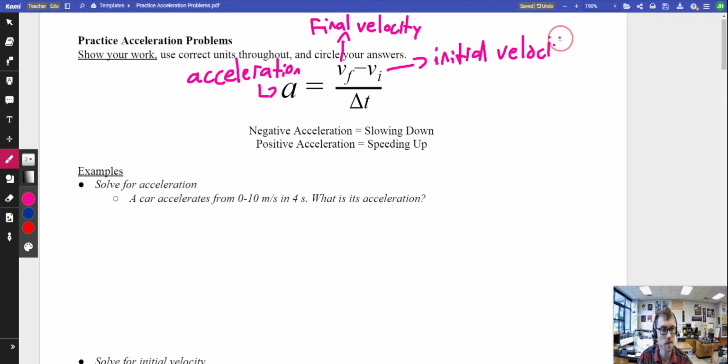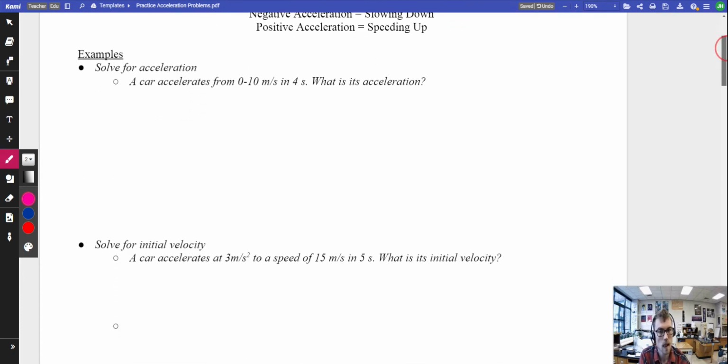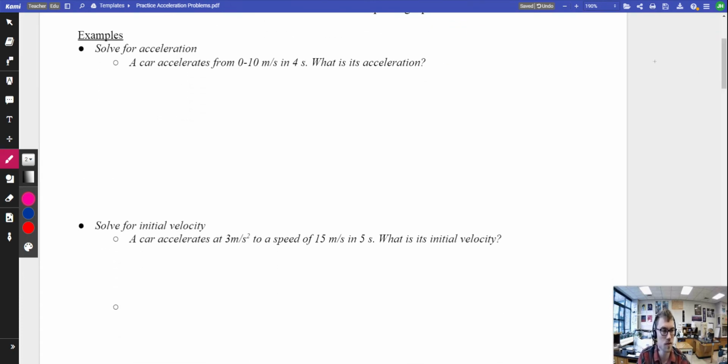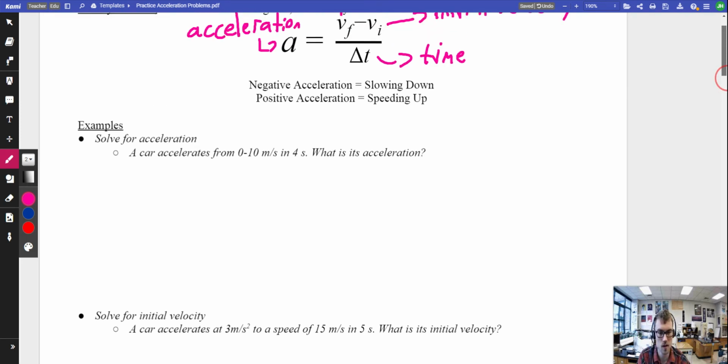Oops, it's a T there. Divided by the time. So that's how we're going to solve for that. Now, I'm not going to ask you all to solve for time with this equation, but I will ask you to solve for the other three: acceleration, final velocity, and initial velocity. So let's take a look at some examples of solving those.